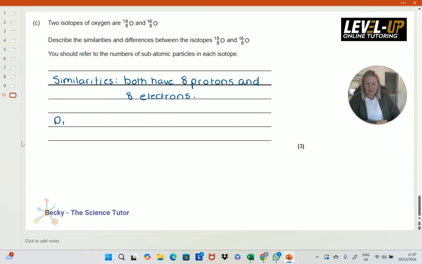So the difference is that, and we want to try and identify, we could say that 1 oxygen has, and if we look at the numbers up at the top, we've got 18 and 16. So that means that 1 oxygen, if we've got 18 minus the 8, has 10 neutrons and the other has got 8 neutrons.